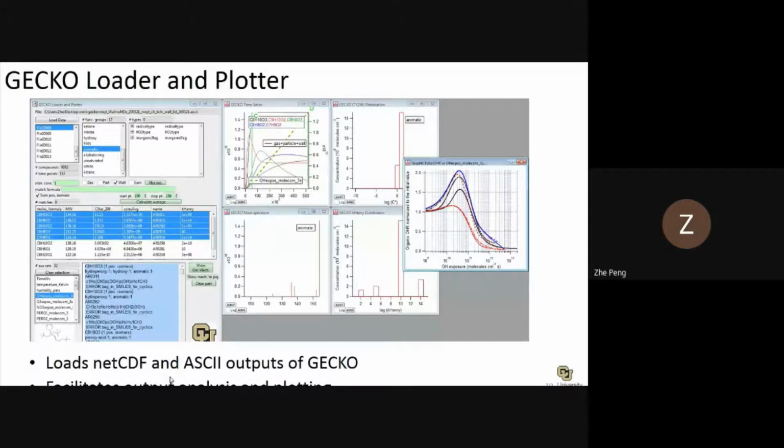To facilitate output analysis, post-processing, and graphic making, with a huge amount of complex GECKO output data, we also developed the GECKO loader and plotter, led by Harvard, in Igor Pro. It can easily load a large amount of netCDF and ASCII outputs from GECKO and make graphs easily. So we can do result analysis in a visual and interactive way with this GECKO loader.